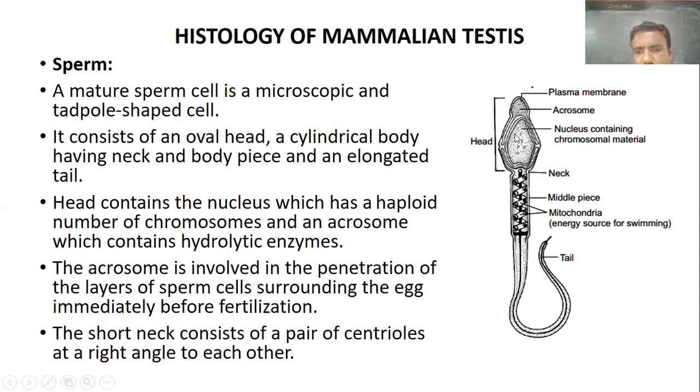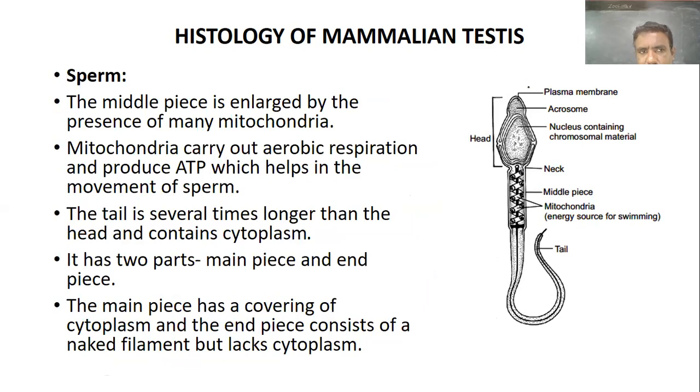The short neck consists of a pair of centrioles at right angles to each other. The middle piece is elongated, composed of many mitochondria. Mitochondria carry out aerobic respiration and produce ATP, which helps in the movement of the sperm.